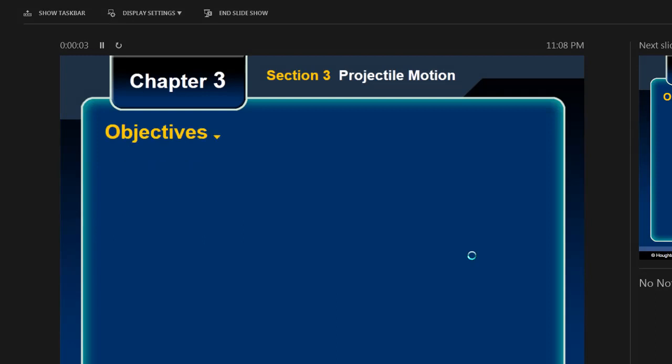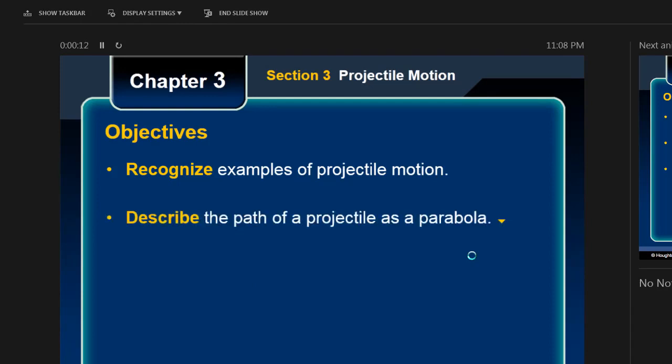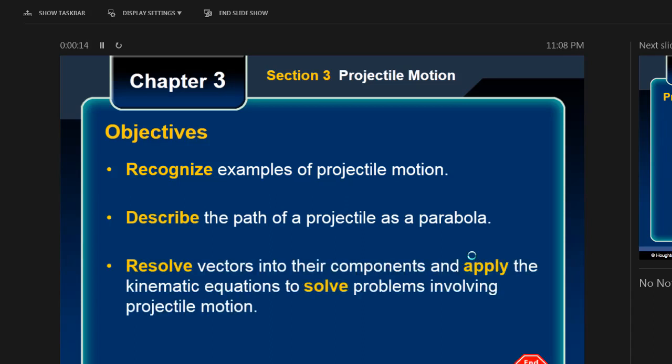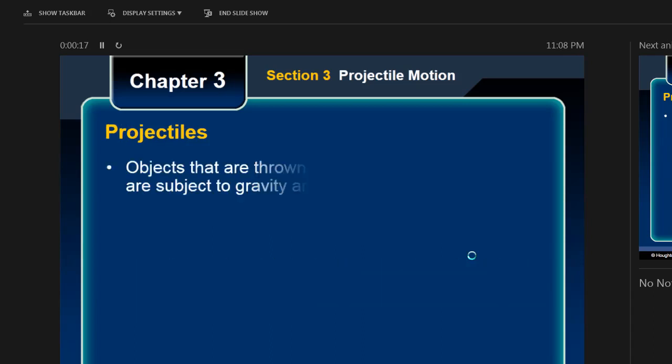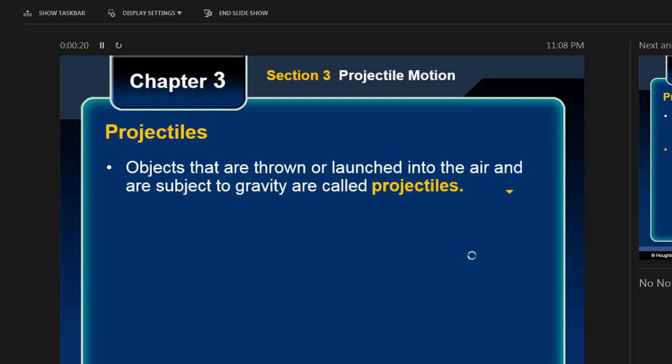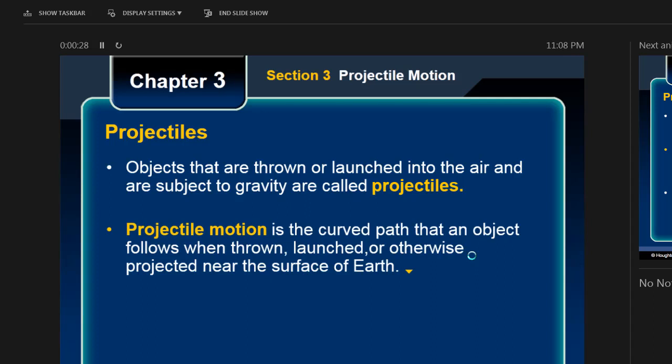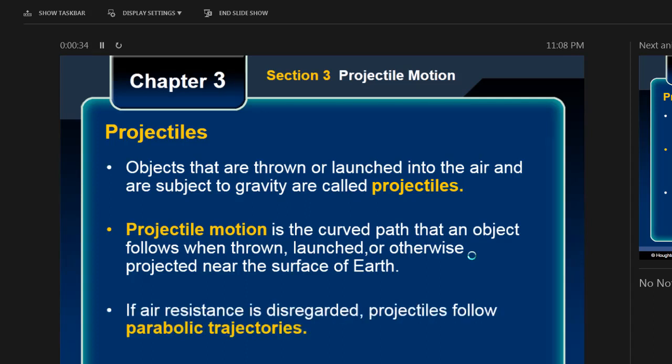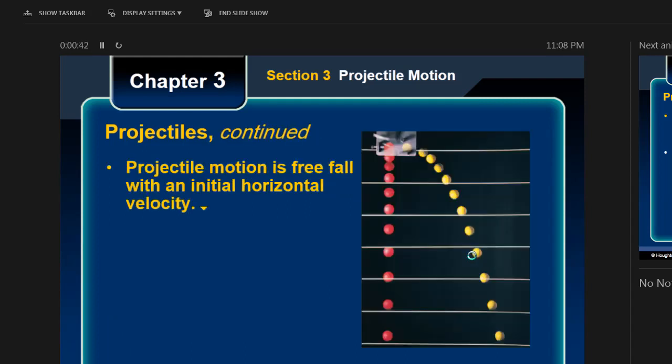So projectile motion. The objective is to recognize some examples of projectile motion and describe the path of a projectile as a parabola. This is very important. Projectiles are objects that are thrown or launched into the air and are subject to gravity, and they are called projectiles. It's curved. Whenever you throw something, it has a curved path, and the air is all the time causing resistance, and that resistance is affecting the projectile motion.